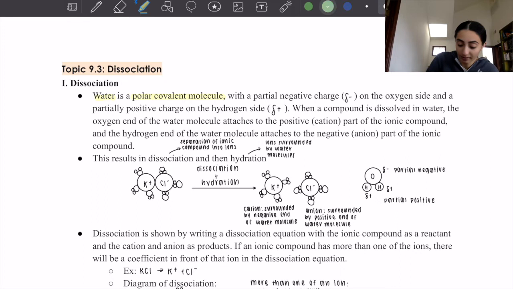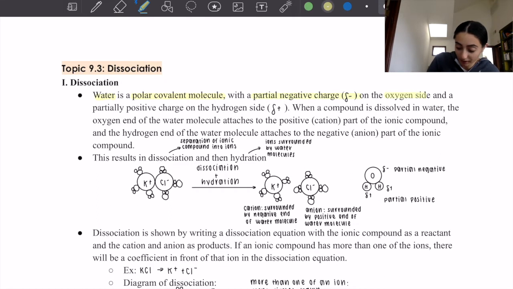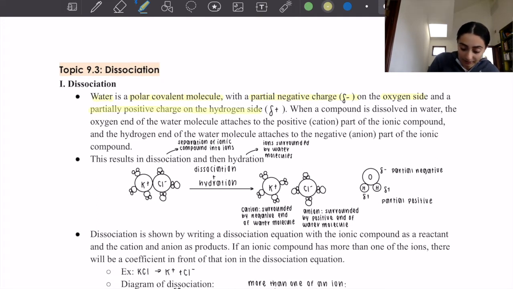And because it's polar covalent, there is a partial negative charge on the oxygen side and a partially positive charge on the hydrogen side. So when a compound is dissolved in water, the oxygen end of a water molecule, which is partially negative, attaches to the positive part of the ionic compound, and the hydrogen end attaches to the negative part of the ionic compound because, just like a magnet, for instance, opposite charges attract each other. So this then results in dissociation and hydration.